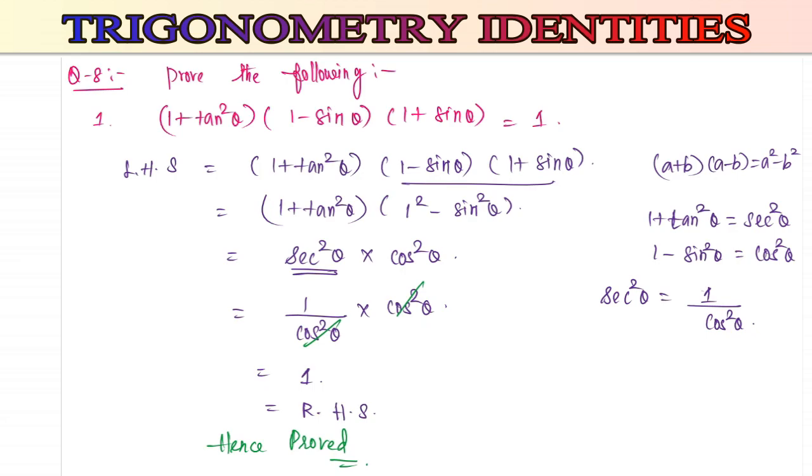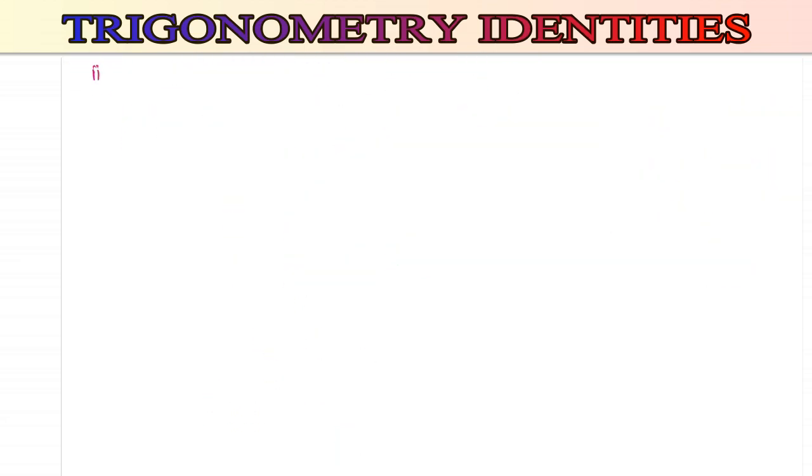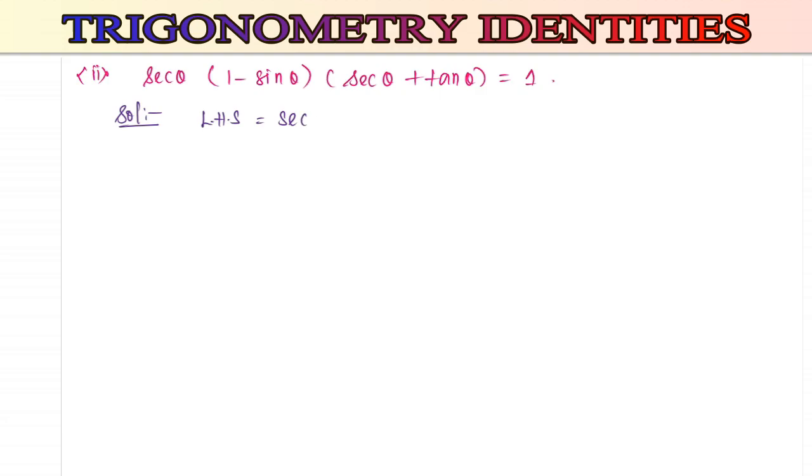Okay, now we'll move to the second sub question. The second one: secant theta into 1 minus sin theta into secant theta plus tan theta is equal to 1. Solution. LHS, we have secant theta into 1 minus sin theta into secant theta plus tan theta.